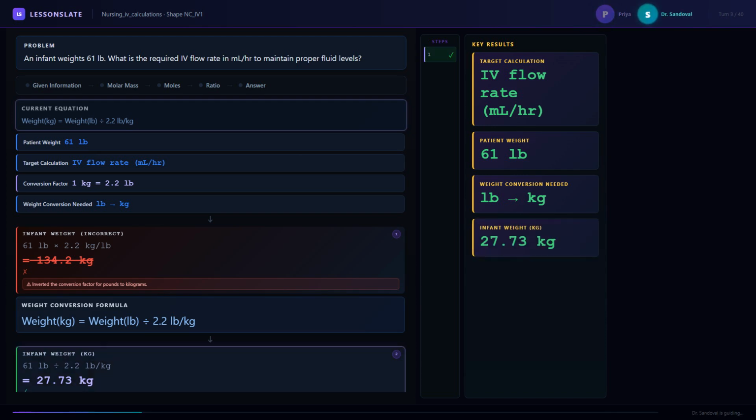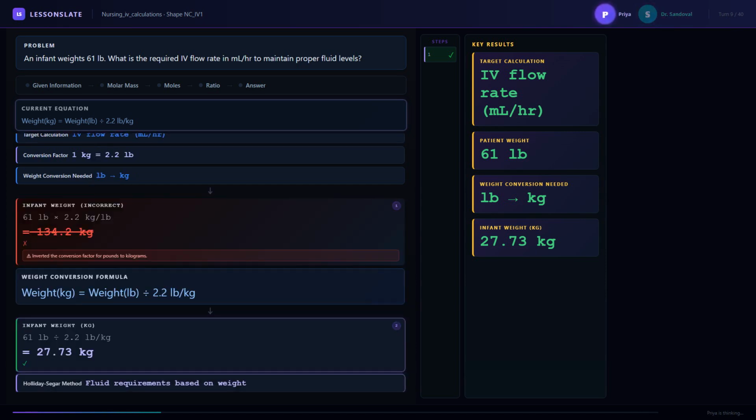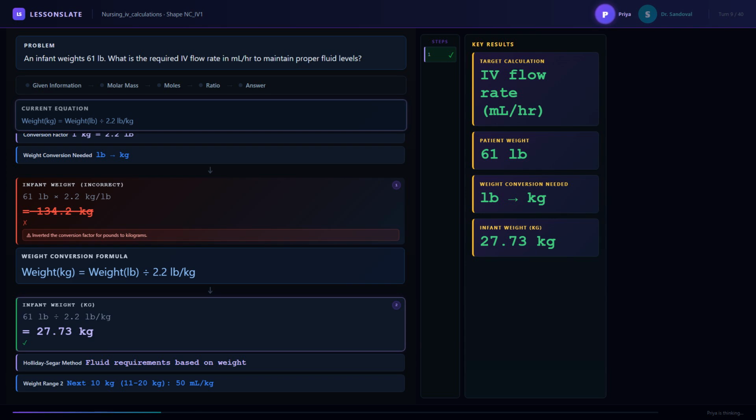Yes, that's absolutely the correct way to do it. Dividing 61 pounds by 2.2 pounds per kilogram makes the pounds units cancel out, leaving you with kilograms. So, 27.73 kilograms is the infant's weight. Now that we have the weight in kilograms, what's the next piece of information we need to determine the fluid requirements for an infant?